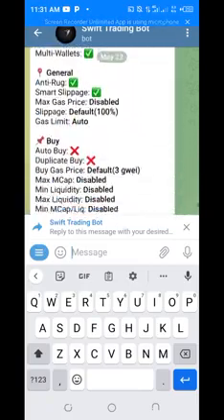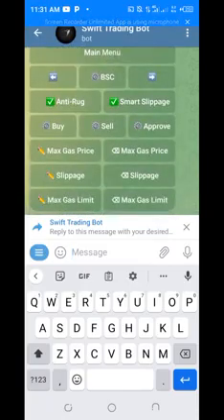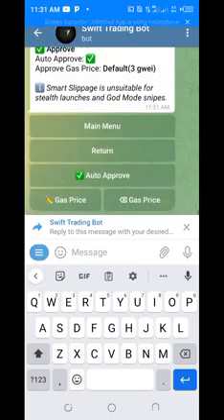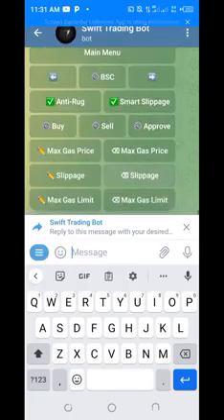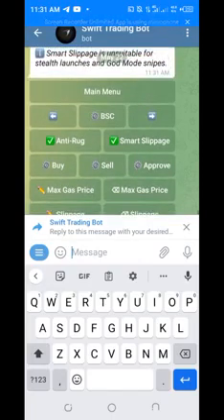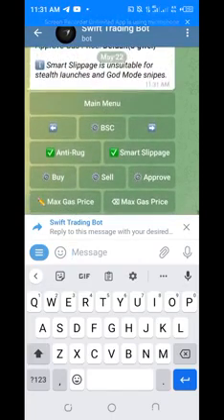Now the next thing is approve. This approve, you can auto approve, or you don't auto approve. Once you set it, it automatically approves by itself. Okay, that is approve. Then the next thing, as you can see, is the slippage. We have already set it: maximum slippage, minimum slippage. I think we are done with that one. Then the next thing is, let's go back to our main menu.